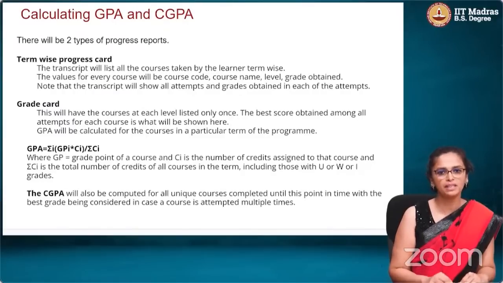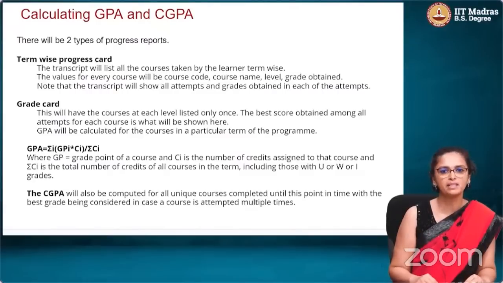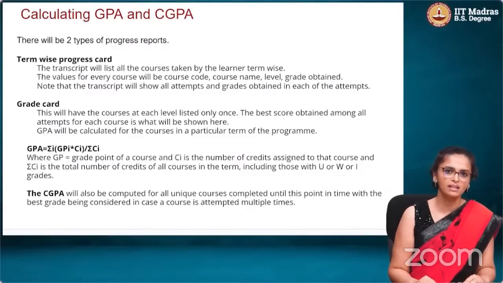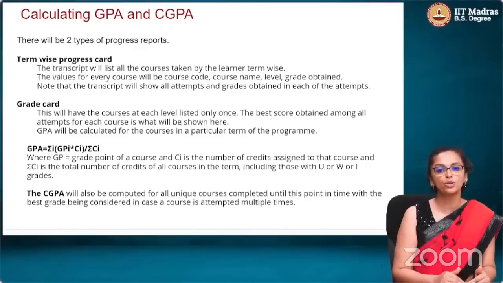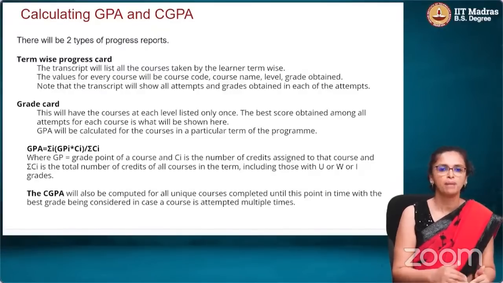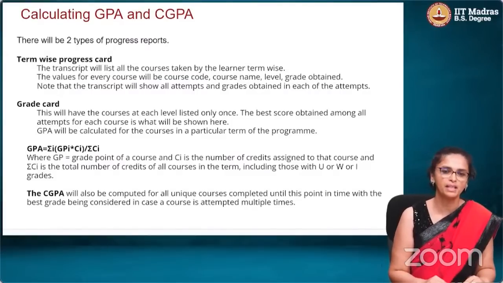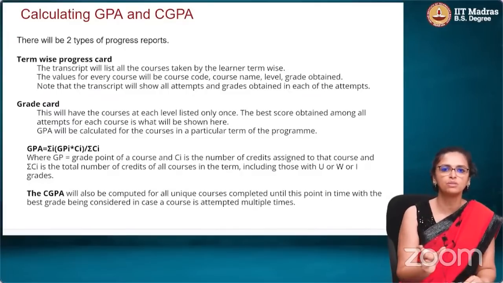So the difference between this and the progress card is, on this, every course will be listed only once uniquely, and it will show the final grade obtained in that course, whether it is a pass grade or a U grade. So for instance, in one term, you did not pass a course and you got a WA grade. The next term you repeated the course and completed it with an A grade. So the A grade is how this course will be listed on the grade card.